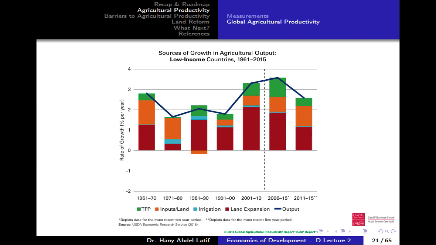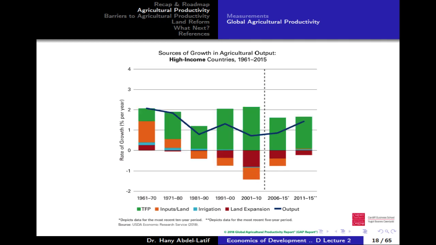So productivity, you see, that means the agriculture sector in high income countries is much more productive. I'll show you more figures now to show this. Much more productive compared to the agriculture sector in developing countries. And this is something that might explain why poor countries are poor. Okay?